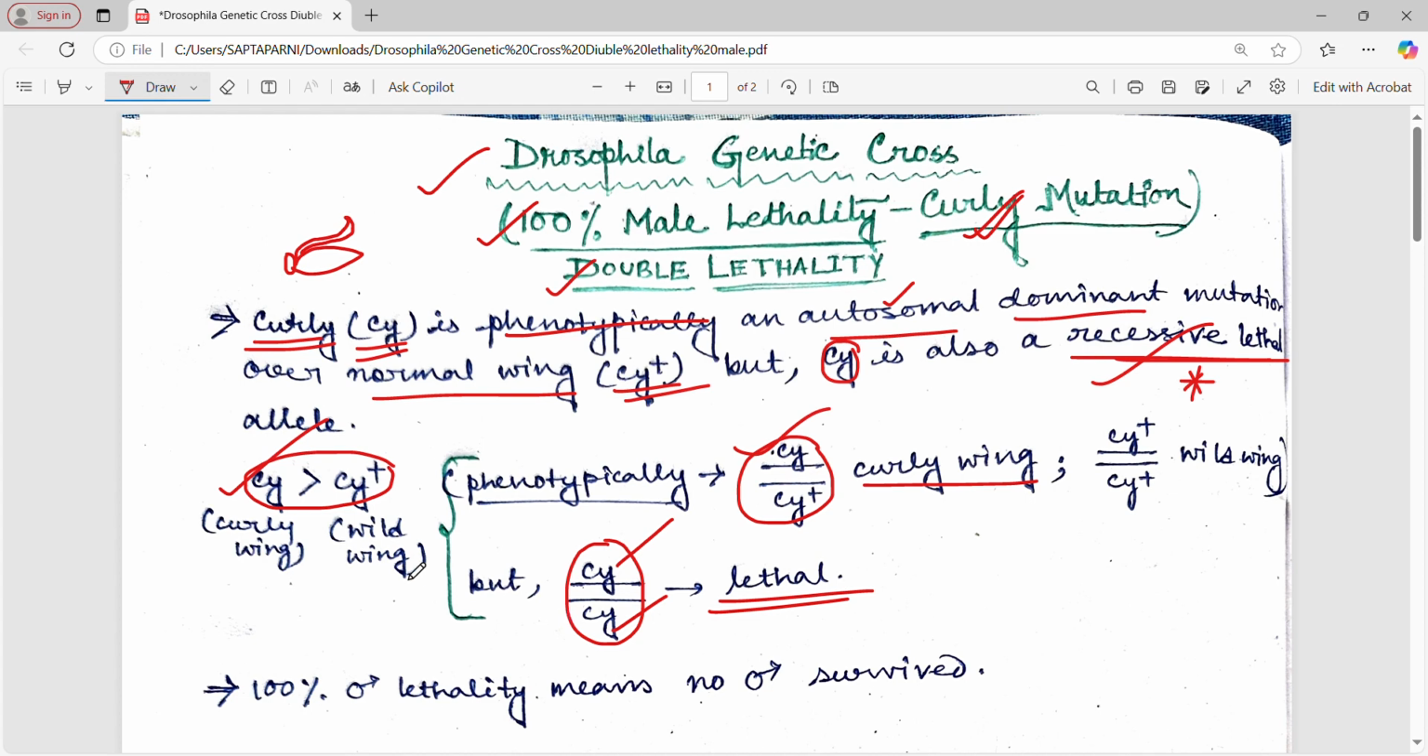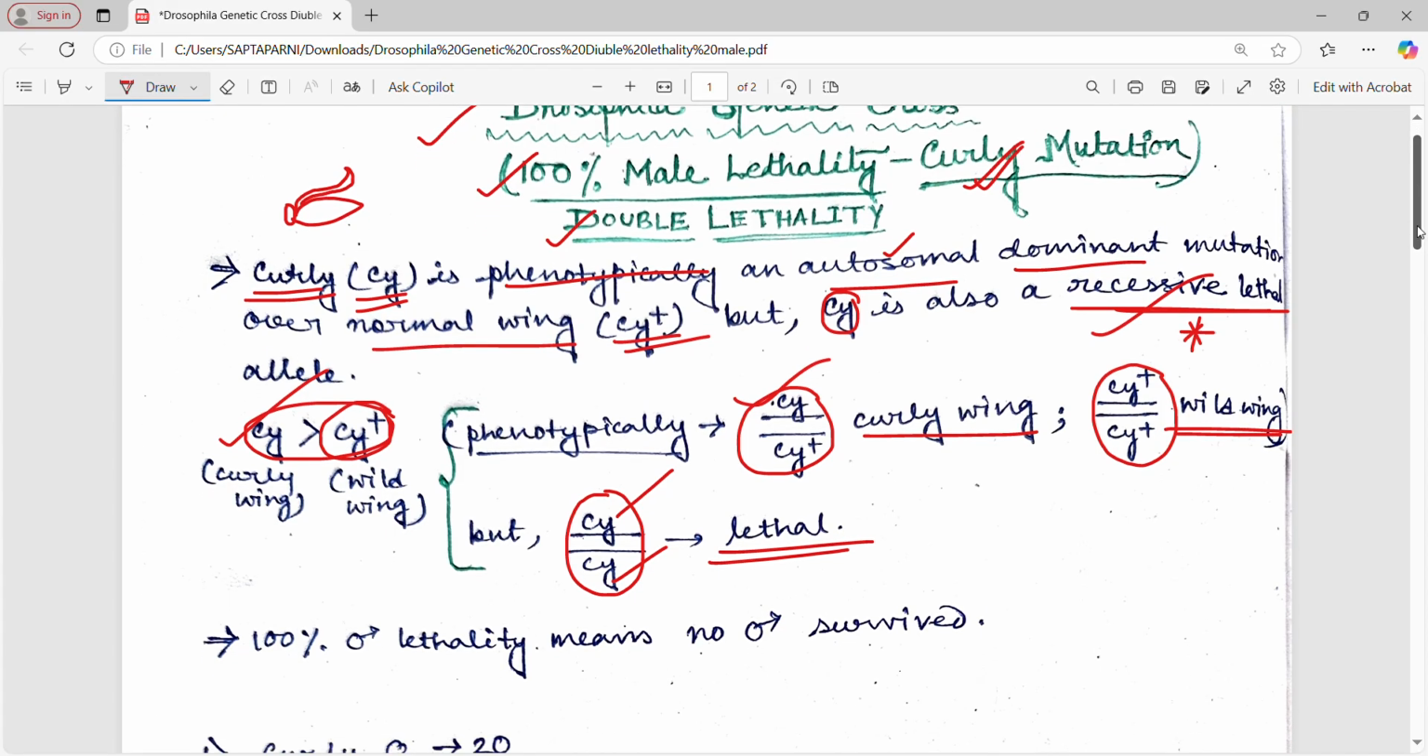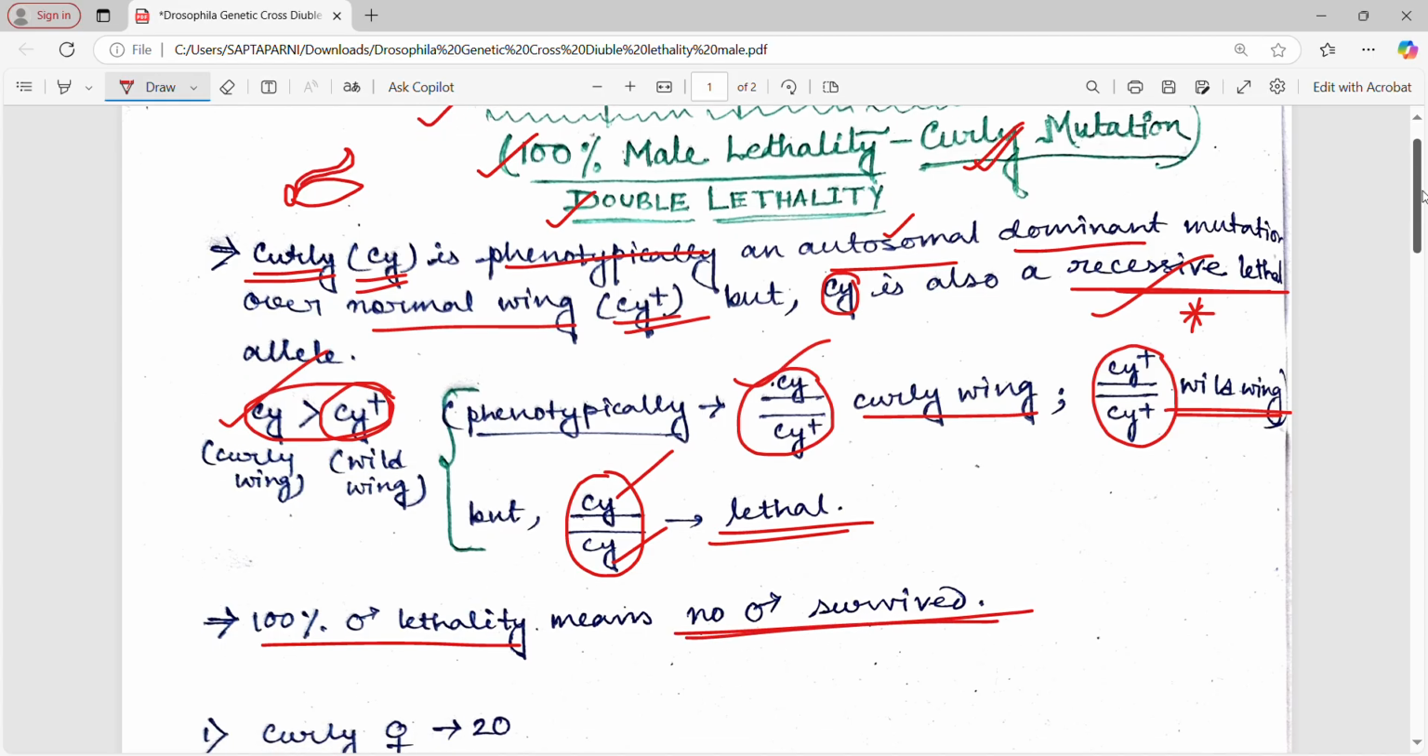And as Cy plus is recessive to Cy, obviously in homozygous condition only Cy plus will show its phenotype, that is the wild type wing. Okay. So this is all about Curly mutation. Now 100% male lethality or double lethality means there will be no male progeny surviving. Okay. So let's check it out through an example.